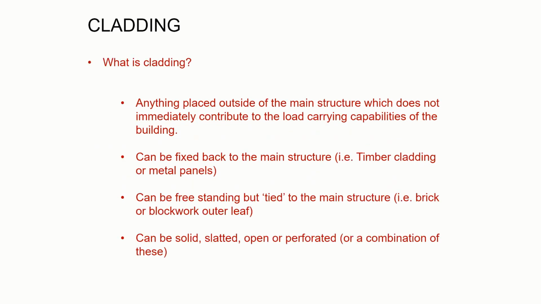So what is cladding? Effectively, it's anything that's placed outside the main structure which doesn't contribute to the load-bearing capacities or capabilities. So if it's brickwork, it's carrying its own weight, but not carrying the weight of the roof. If it's timber cladding, then it's fixed back to the face, but it's not doing anything structurally. So it could be fixed back to the main structure in timber cladding or metal panels, or it can be freestanding and tied to the main structure like brickwork and blockwork. And we'll come on to tying later on.